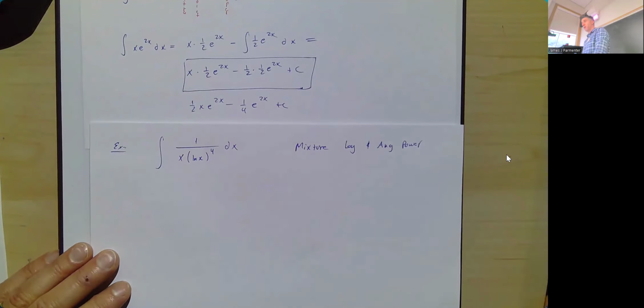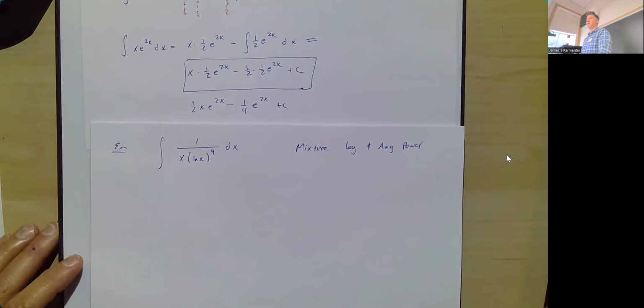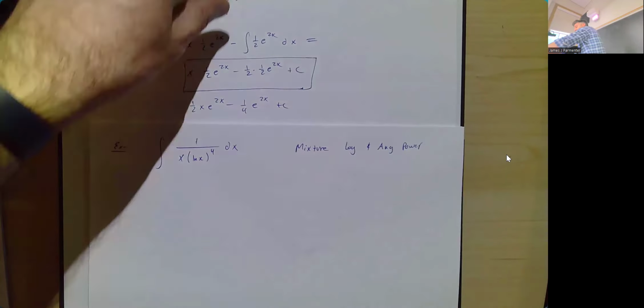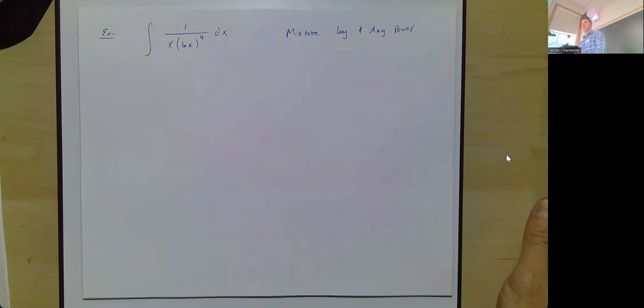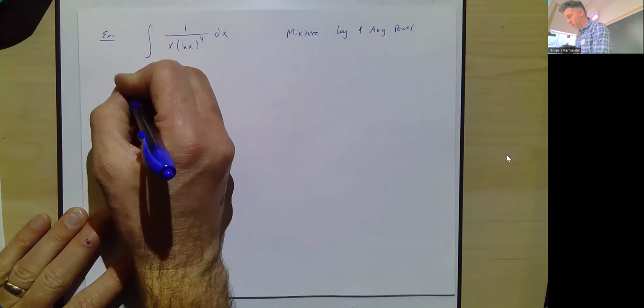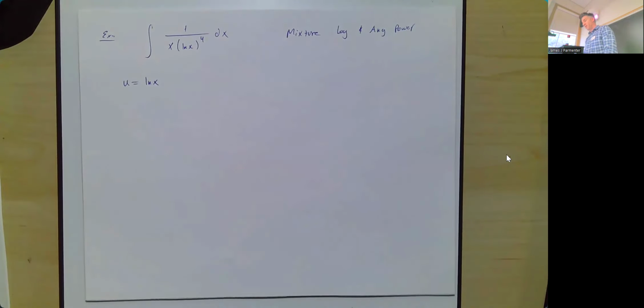Okay. But again, before I start going down the integration by parts pathway, I should try u-sub. Is there a good candidate for u? I think so. I think u equal to the natural log of x is a super duper candidate for u, especially because it's actually going to work.